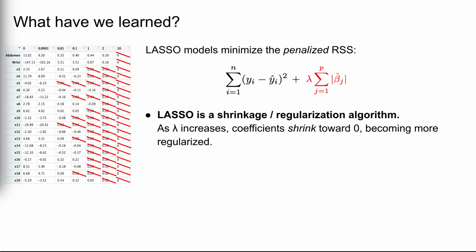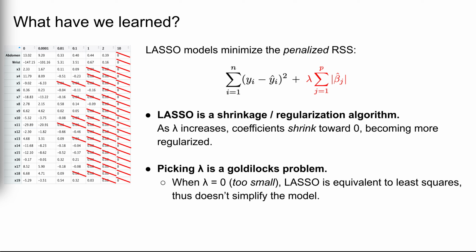First, we observed that as lambda increases, large model coefficients are increasingly penalized. Thus, they shrink and shrink and shrink towards 0, becoming regularized. It is for this reason that LASSO is called a shrinkage or regularization algorithm. Second, we observed that picking an appropriate lambda value is a Goldilocks problem. We don't want lambda to be too small or too large, but just right. For example, when lambda equals 0, that is, too small, the LASSO is equivalent to least squares. That is, it doesn't help simplify our model or help with model selection at all.